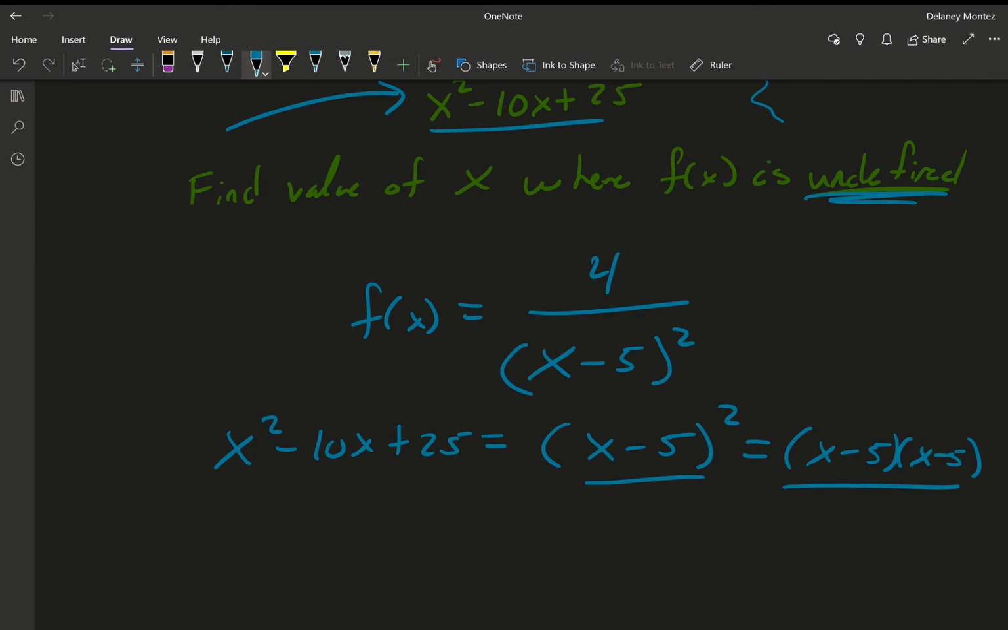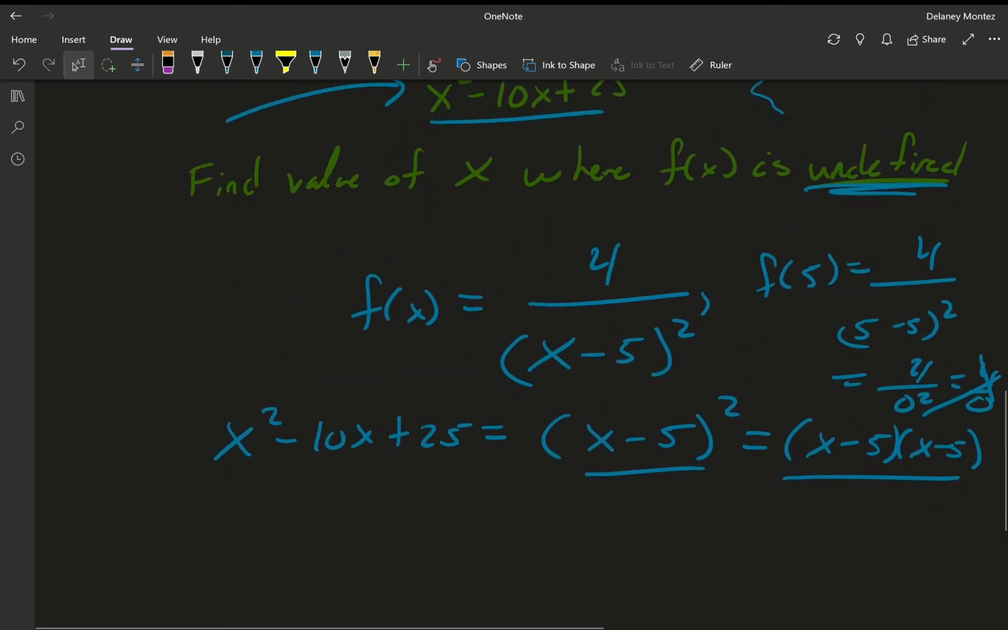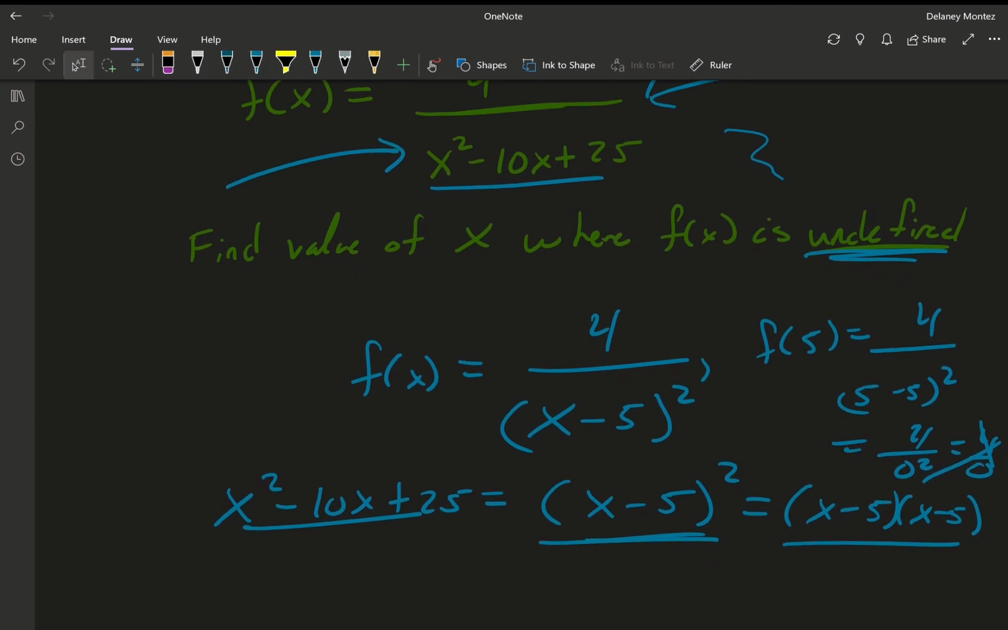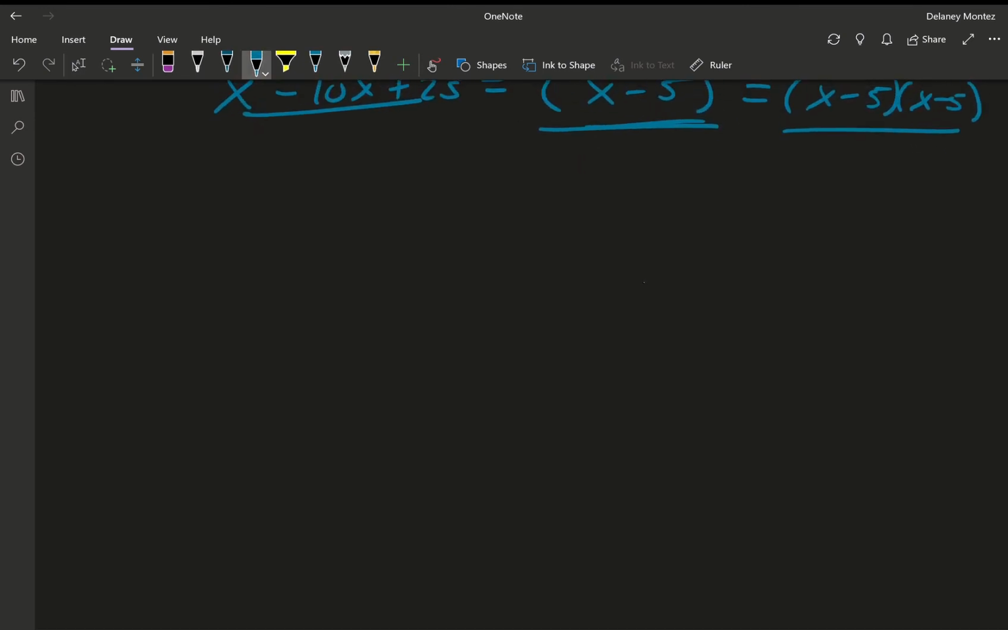So we can rewrite the function as this, and clearly we can see we plug in 5, you'll get 4 over 5 minus 5 squared, 4 over 0 squared equals 4 over 0, which makes that function undefined. So the take home was to make sure we can factor this, replace it with x minus 5 squared, get our new function here in our box, and then realize plugging in 5 here for the bottom will make that 0. Okay, so let's go on.